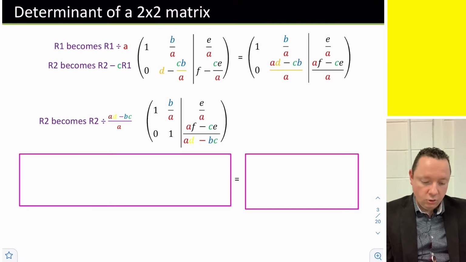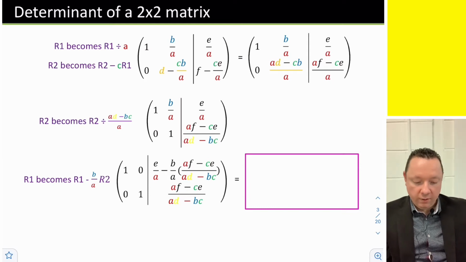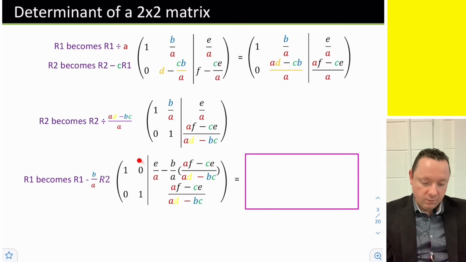Now we can change row 2 again by dividing by this fraction, this whole thing here, to get a 1 jumping out. Now if we divide this side by all of this, this is what we will end up with. Similarly, with row 1, we're going to do row 1 minus b over a times row 2. And by doing that, this becomes 0, but we'll have all of this on the right-hand side. But we can simplify that.